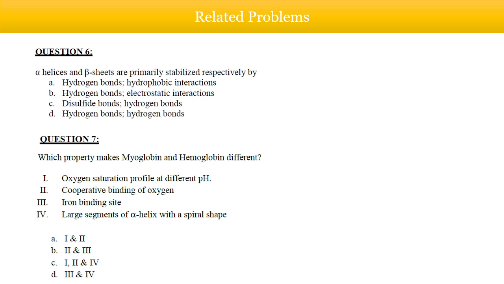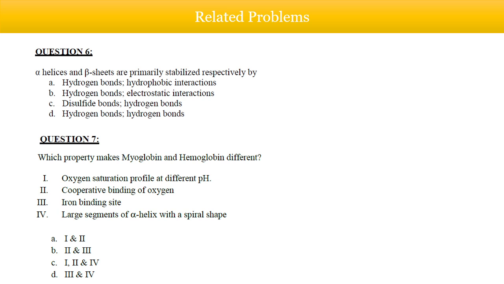Okay, so most of you are telling disulfide bonds and hydrogen bonds. Disulfide bonds have nothing to do with alpha helices. Alpha helices are simply formed by hydrogen bonds between the carbonyl oxygen of an amino acid and the amino hydrogen of the fourth amino acid after it. So there is no disulfide bond that is playing a role.